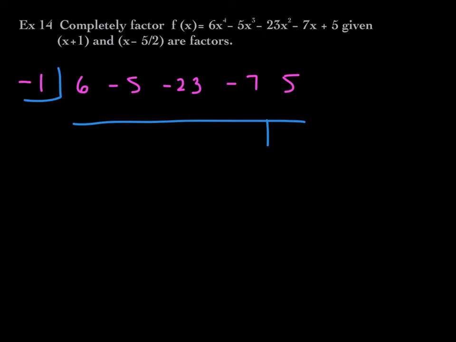All right, here we go. So drop the 6. -1 times 6 is -6. -5 plus -6 is -11. -1 times -11 is +11. -23 plus 11 is -12. -1 times -12 is +12. -7 plus 12 is 5. -1 times 5 is -5. And then you got a 0 here.